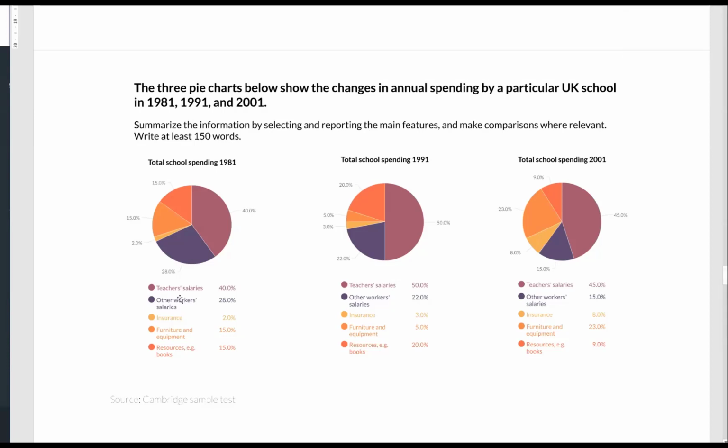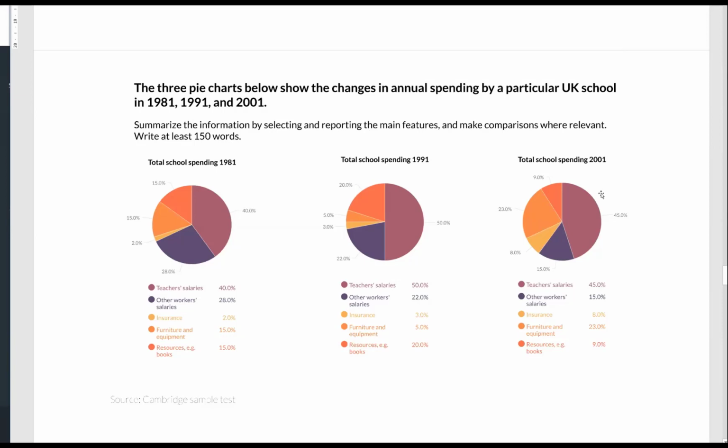Because if you say that teachers' salaries increased, that's wrong, because you don't know that. We don't know if any of this stuff increased or decreased or what the situation was. You know, insurance, for example, sometimes goes down. But teachers' salary went from 40% up to 45%. It means the percentage of the budget that was spent on teachers' salaries changed.